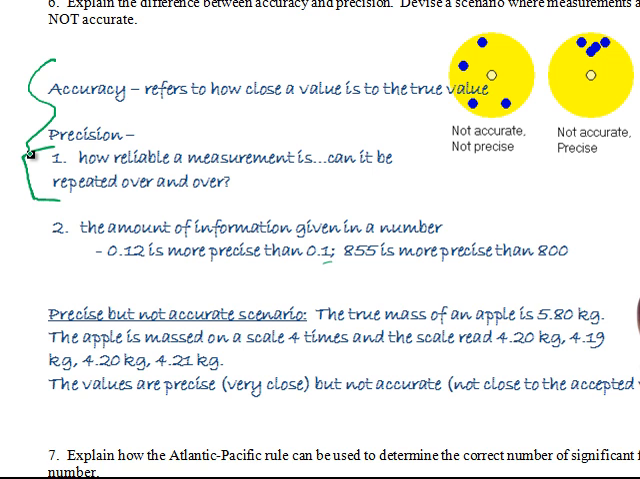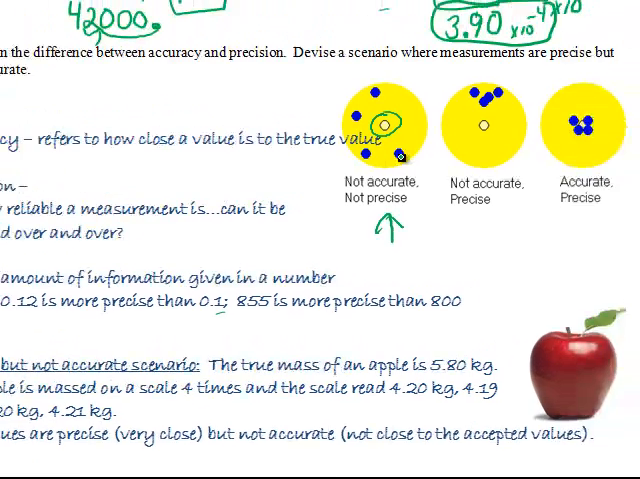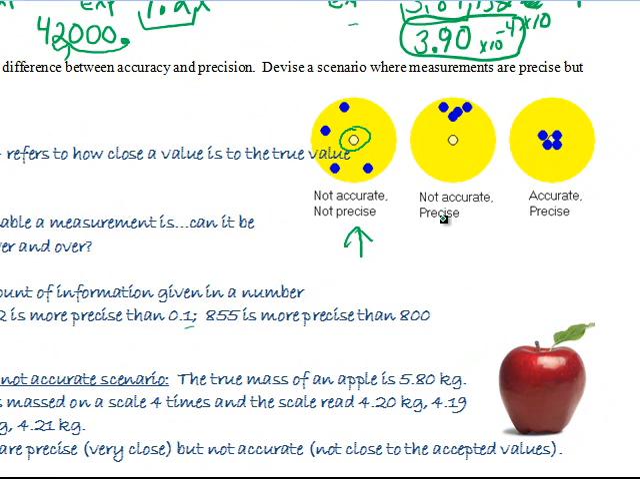So if you take these two definitions, you can look at these pictures here. Now, apparently we're shooting for this little circle in the middle. This first picture is not accurate nor precise because the dots aren't hitting the bullseye, and they're all over the place. This one is not accurate, but it is precise. They're missing the mark, but yet they're pretty much predictable. And over here, the best of both worlds, especially in science, you want to hit the mark and you want to do it over and over and over again. So you want to be precise and accurate. So this is what we're shooting for in science.